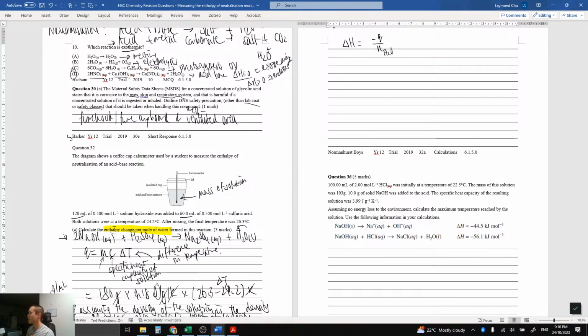So let's try to find the moles of our NaOH first. How do we find that? C times V, right? This is V, this is C. C times V, that's 0.5 moles per liter times 0.12 liters. What is that? Now, I'm very big on units, guys.